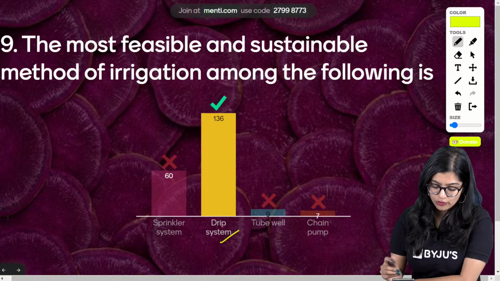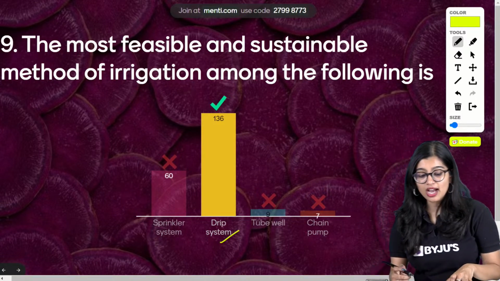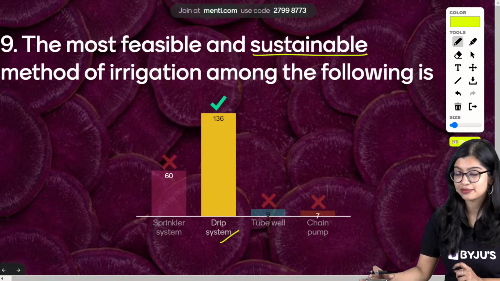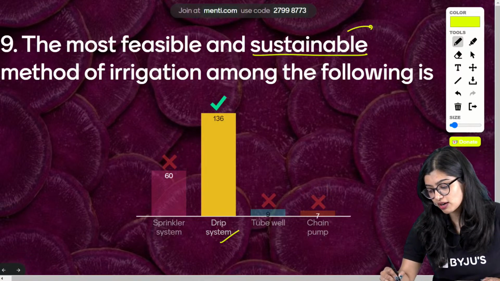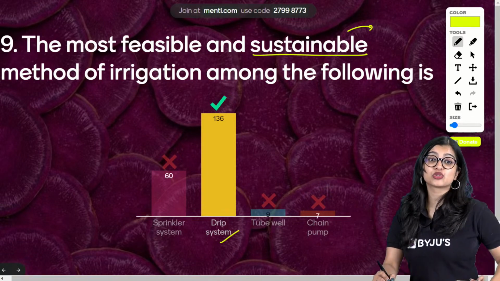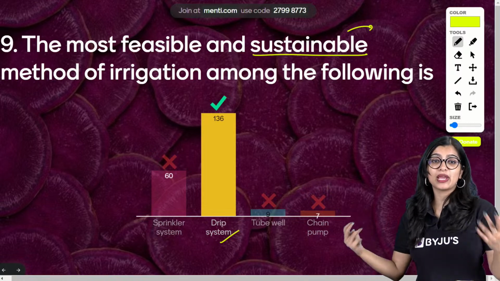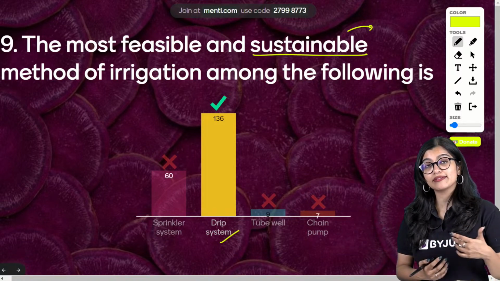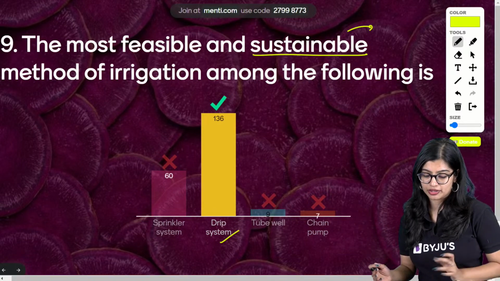Very good, all of you. Very good. Now we're talking about which is sustainable. That means in which method will I not waste too much water, right? In what way will I not waste too much water, right?